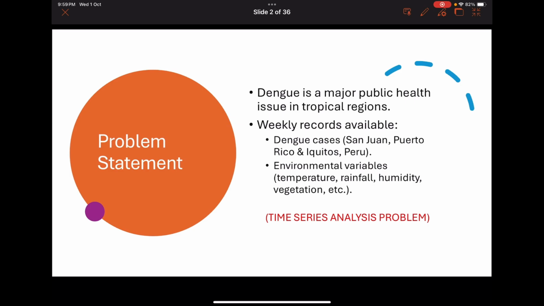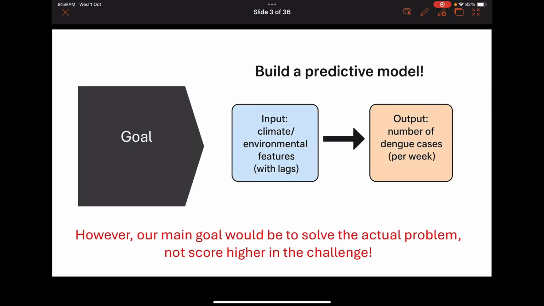So dengue is a major public health issue in the tropical regions. Given the historical weekly records of dengue cases in two cities, San Juan in Puerto Rico and Iquitos in Peru, along with associated environmental variables such as precipitation, temperature, humidity, and so on, we built a machine learning model that predicts the number of dengue cases for future weeks. So our goal here is that our input is the climate or environmental features with the lags, which we will get into details later, and the output is the number of dengue cases per week.